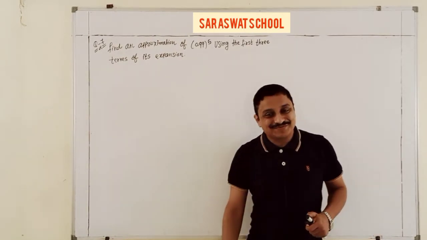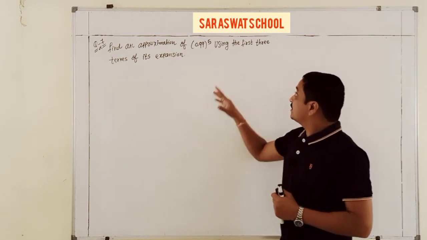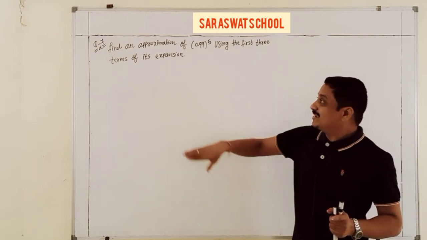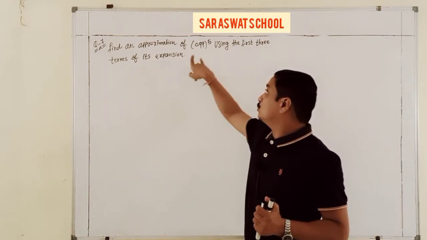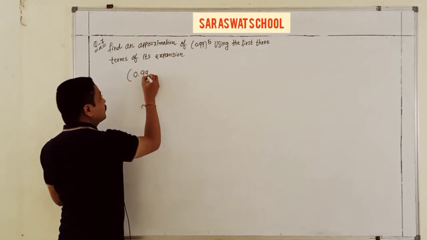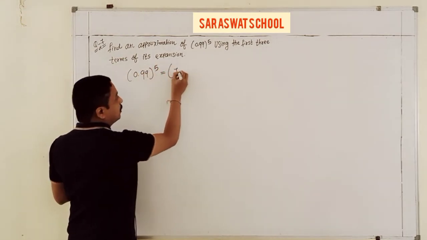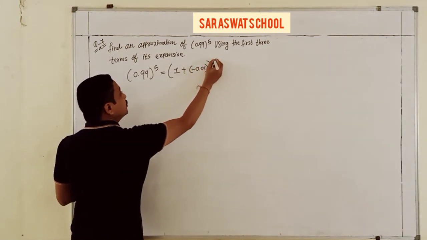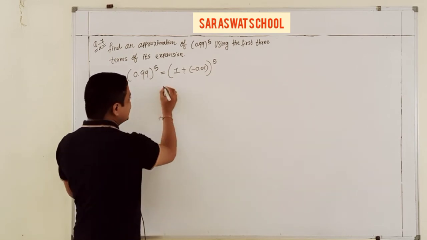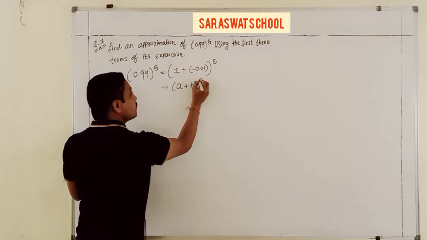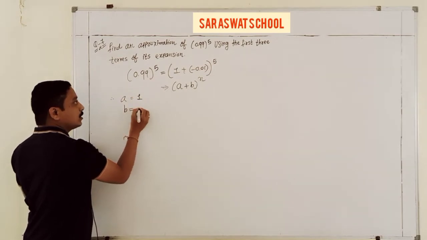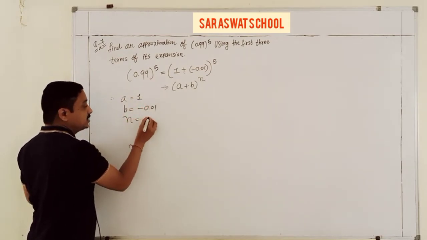Students, now continue 7th sum using binomial theorem. Yes, find out approximate value of the first 3 steps. Yes, it means first 3 terms only I want to 0.99 raised to 5. Very easy students, 0.99 raised to 5, I just write down 1 minus 0.01. Yes, 1 minus 0.01, it becomes 0.99. And here you consider students A, B raised to N. N is your 5. So you can create A 1, B minus 0.01 and N is 5.